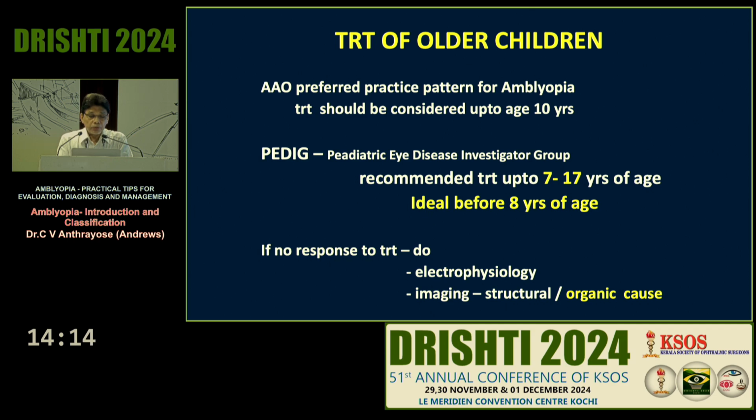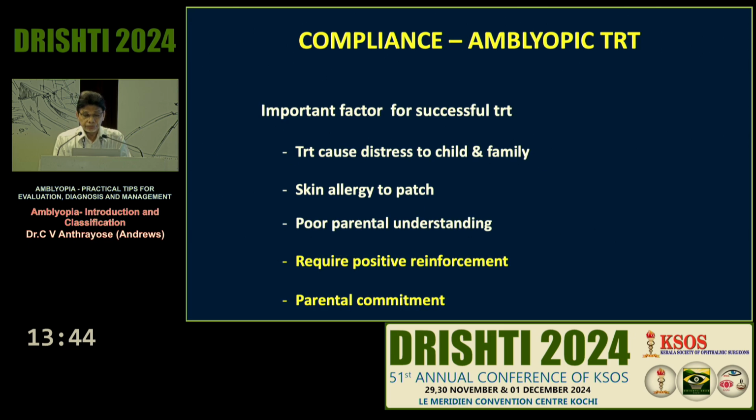The American Academy of Ophthalmology Preferred Practice Pattern for amblyopia recommends treatment should be considered up to the age of 10 years. And the Pediatric Eye Disease Investigator Group recommends that it should be up to 7 to 17 years of age. Ideal age is before 8 years of age. And if there is no response to treatment after 6 months, do further investigation like electrophysiology, EEG, ERG, etc., or imaging to rule out any structural or organic causes.